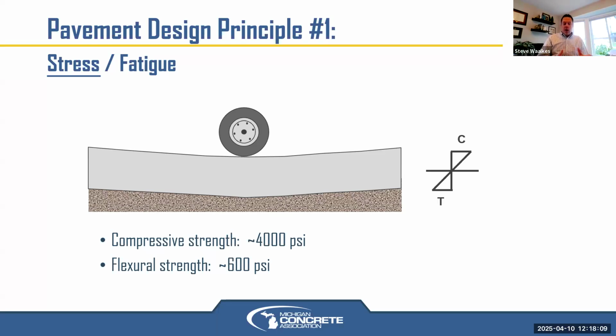But it's a one-digit difference; there's an extra zero on the compressive strength, right? It's roughly 10 times stronger in compression than it is in flexural or tension. So that's our critical stress. We've got to design for that.